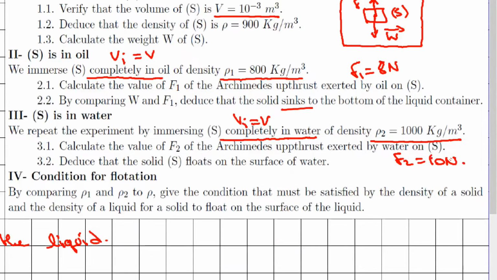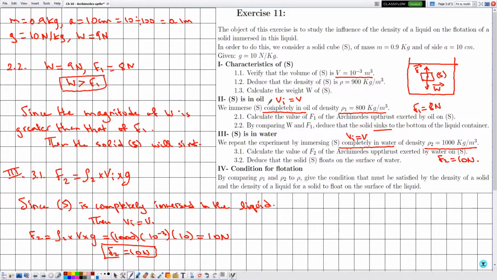So here we have two forces. In addition to the weight, we have F1 equal to 80 newtons and F2 equal to 10 newtons. What's the difference between both? This is the force exerted by oil on the solid S, and this is the force exerted by water on the solid S after repeating the experiment and immersing S in water instead of oil.